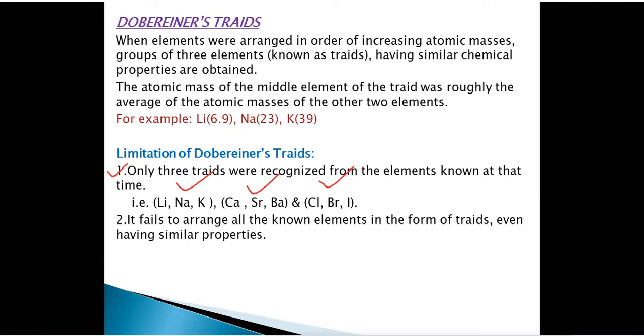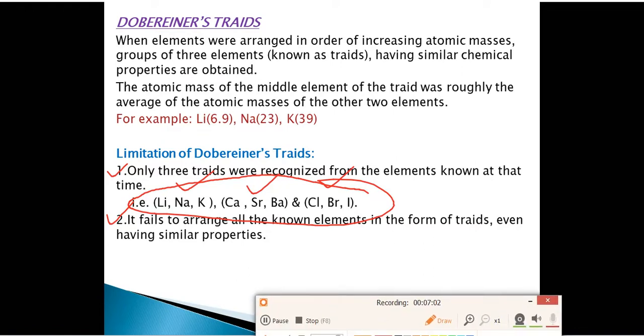Now the second limitation was that he failed to arrange all the known elements having similar properties in the form of triads. It means that even among the elements known at that time, he could not arrange them in the form of triads. He could not study their properties also. Only these elements he studied, and he gave his ideas about these elements.